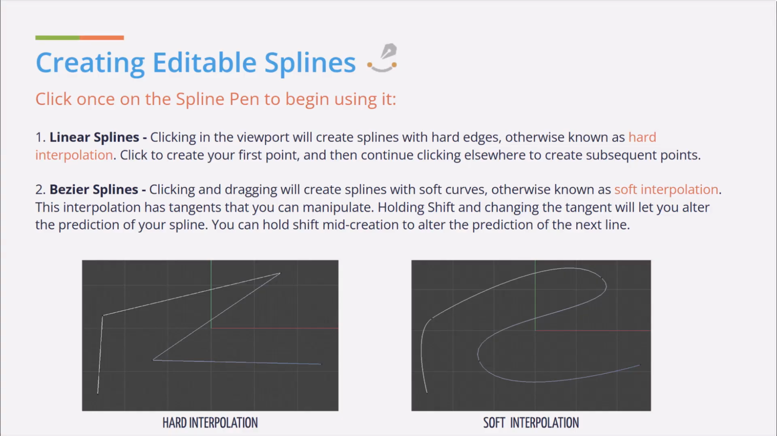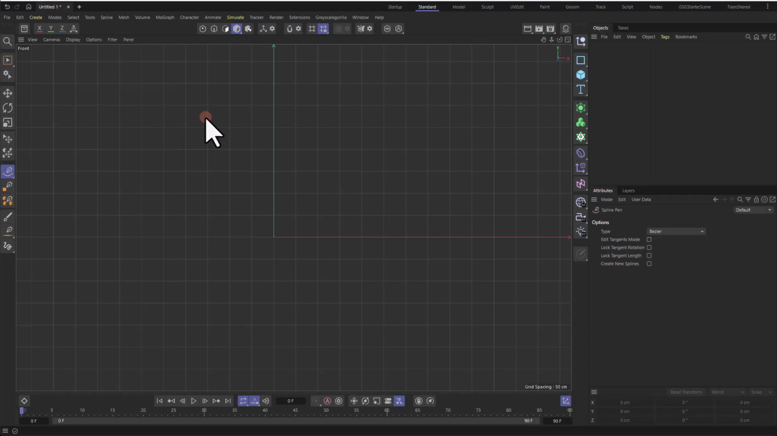The first one is a linear spline. This spline is made with hard interpolation points, which are points created by clicking just once on the viewport. Notice that once I click with the pen tool, I was automatically switched from my model mode to my point mode so that I could see the points that I am making. Anyways, back to making points.